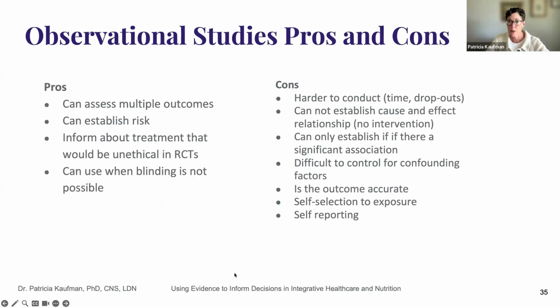You have the time. It can be years. You have those dropouts, like I indicated, in a cohort. You cannot establish a cause and effect relationship. Why? Because there's no intervention. You can only establish if there's a significant association, not that X caused Y.